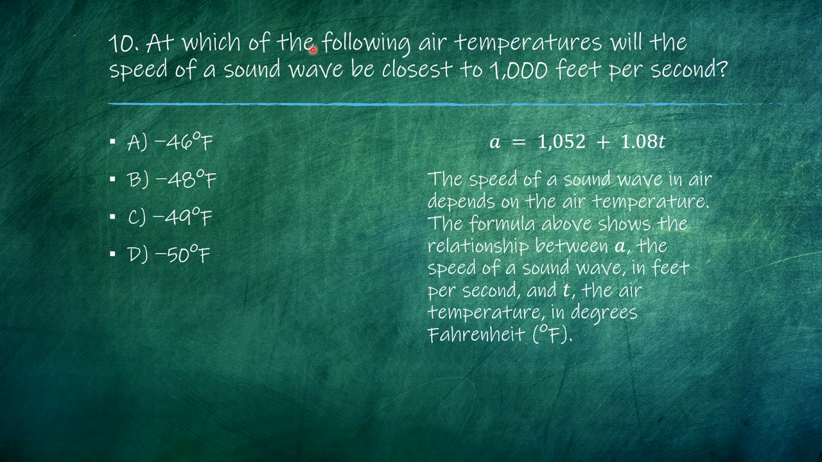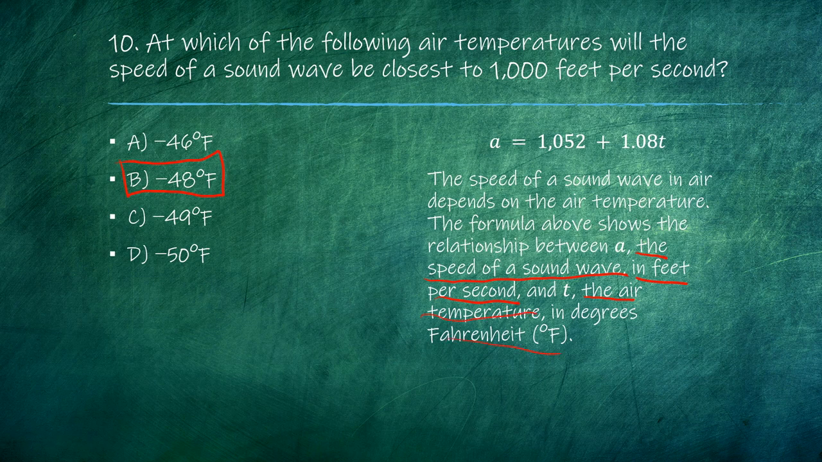Question 10. At which of the following air temperatures will the speed of a sound wave be closest to 1000 feet per second? Go ahead, pause this video and try it yourself. The answer is B. So this question uses the same equation from the previous question. So once again, remember in this equation, A is the speed of a sound wave in feet per second, and T is the air temperature in Fahrenheit.